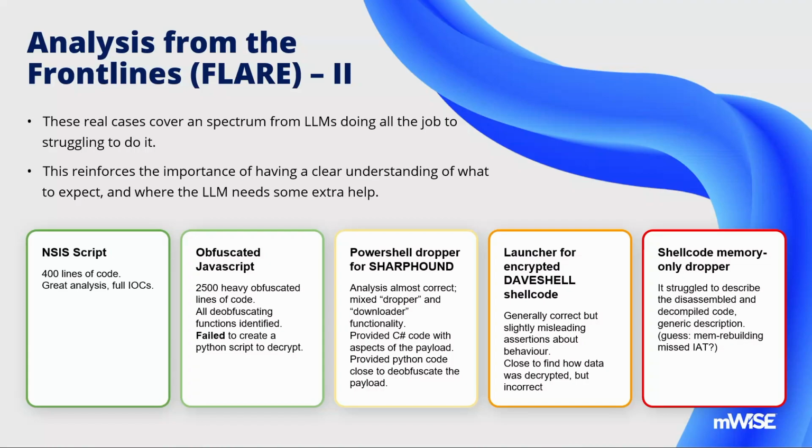This is a PowerShell dropper. In this case, the analysis was almost correct, but it was mixing dropper with downloader, which is kind of interesting, and actually provided Python code to deobfuscate the payload. This is encrypted shellcode, so should be very difficult. And actually, it found how the data was decrypted, but it was incorrect.